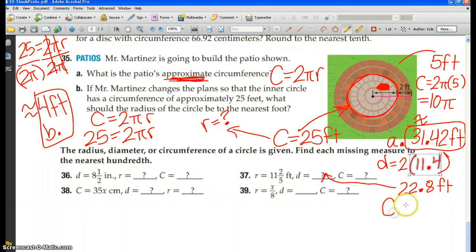And our circumference, which is diameter times pi, will be 22.8 times pi. And we're going to round this to the nearest hundredth, which is approximately 71.63 feet.